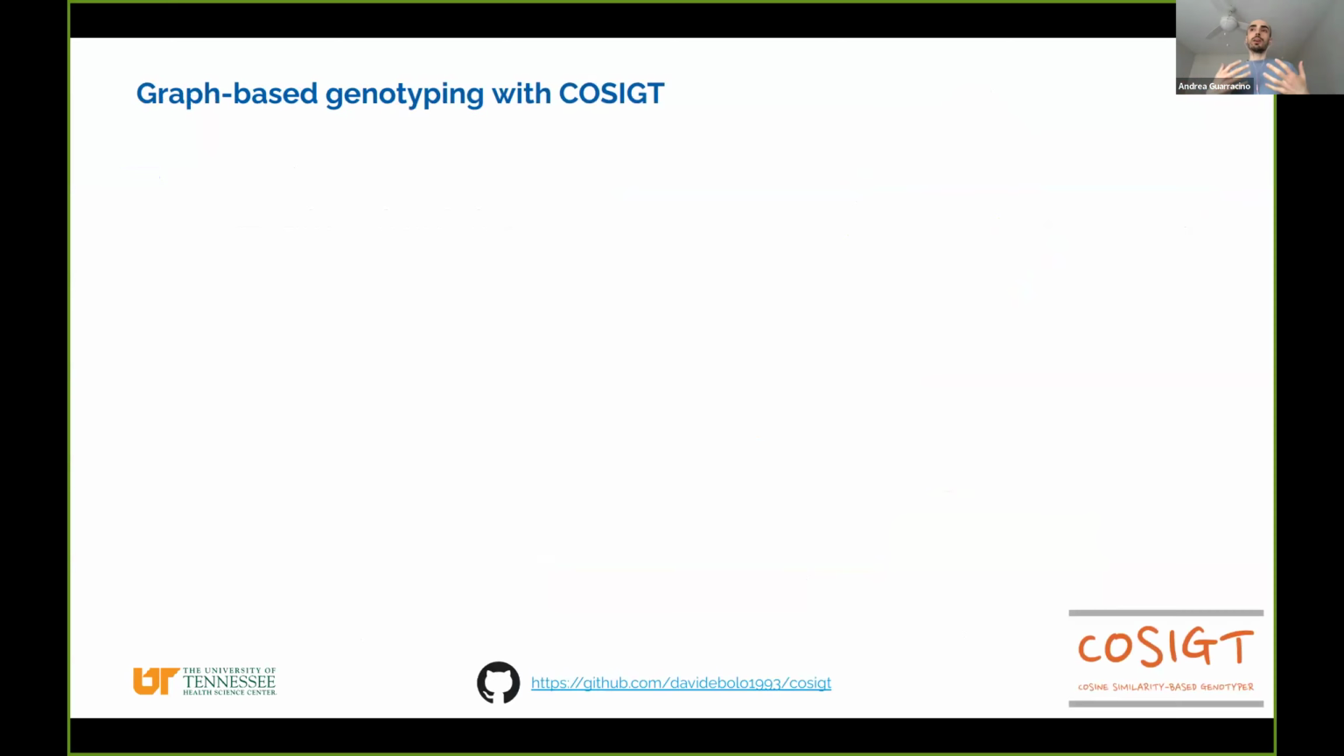With them, we developed COSI-GT, cosine similarity-based genotyper. This pipeline was developed and tested by our collaborators, Davide Bolognini and Alessandro Laviane. On the bottom, you can see the GitHub repository where this workflow is published. There are several steps in this workflow. The first one is to build our region-of-interest-specific graph. For the amylase, we build the amylase-specific pangenome graph.